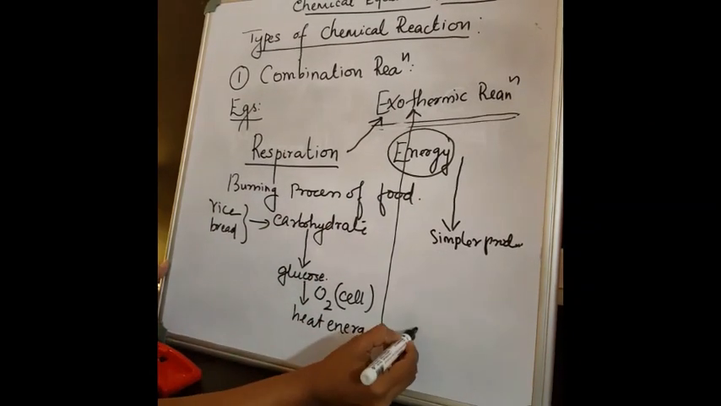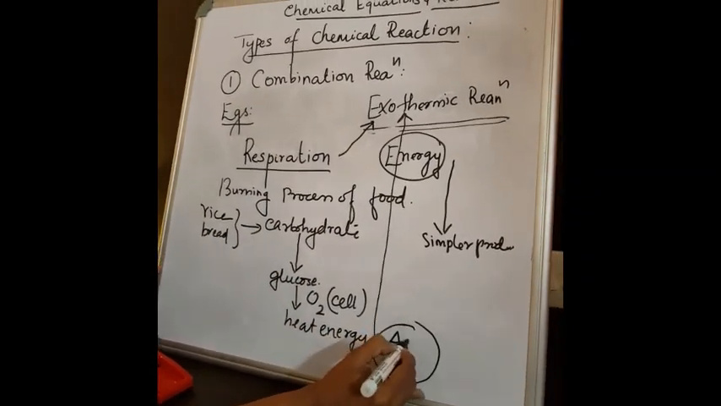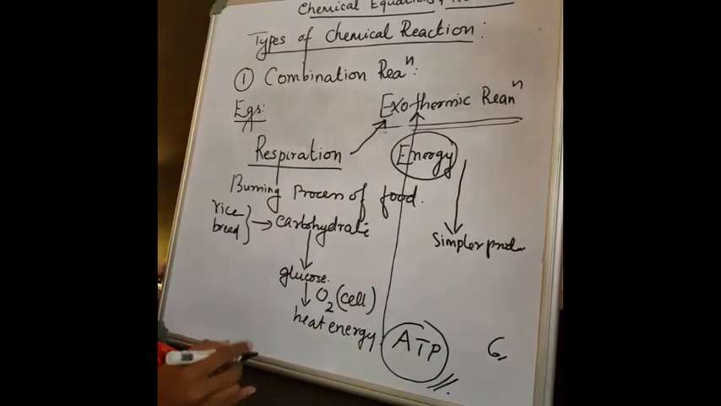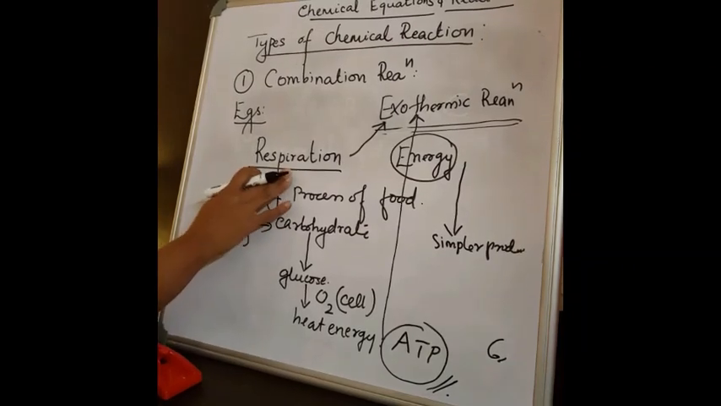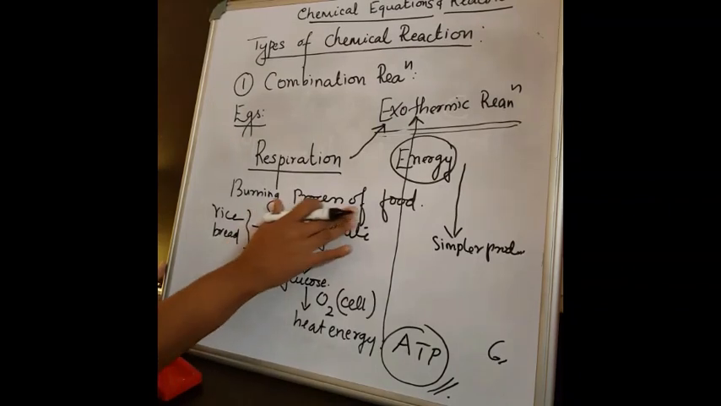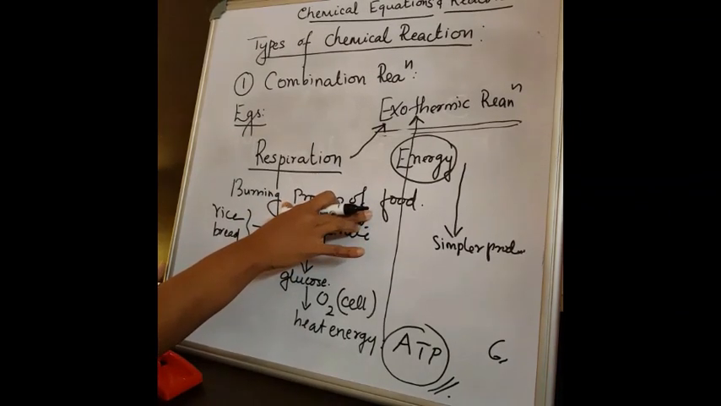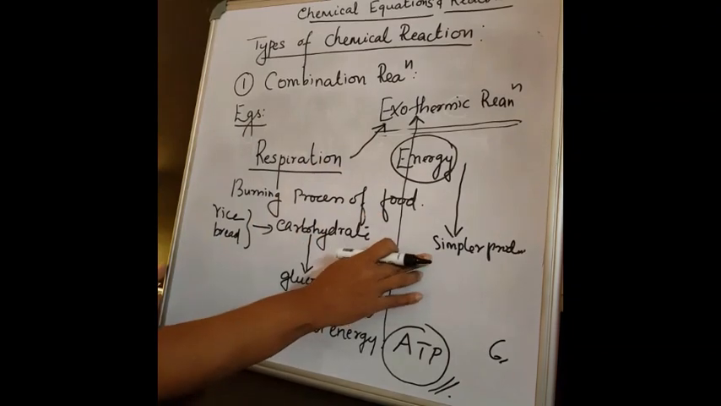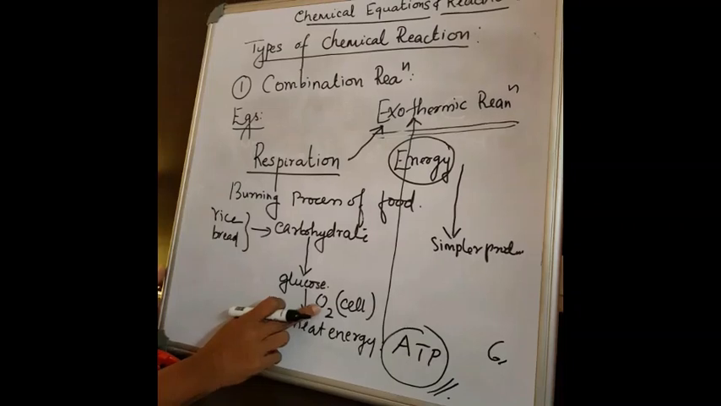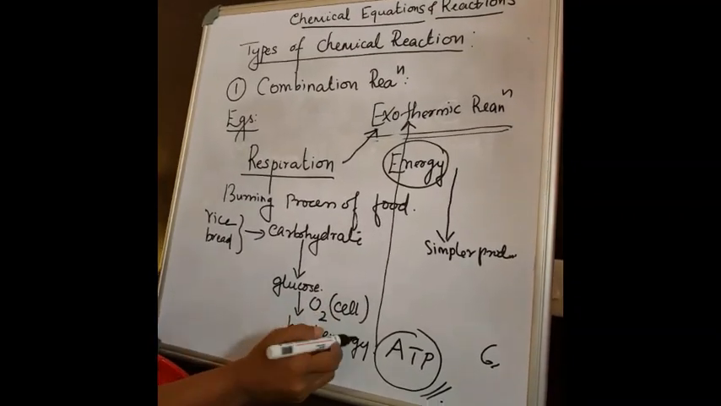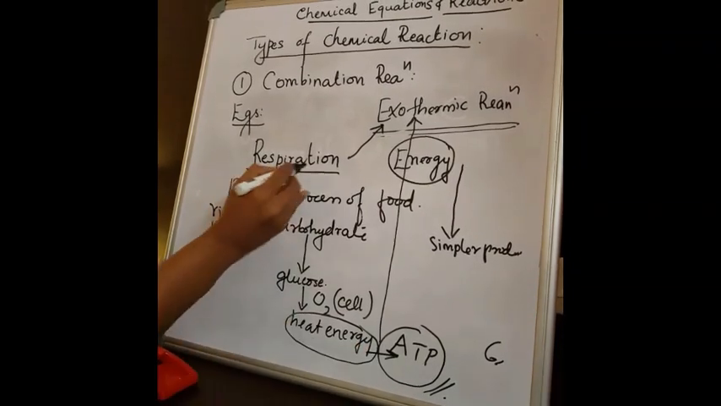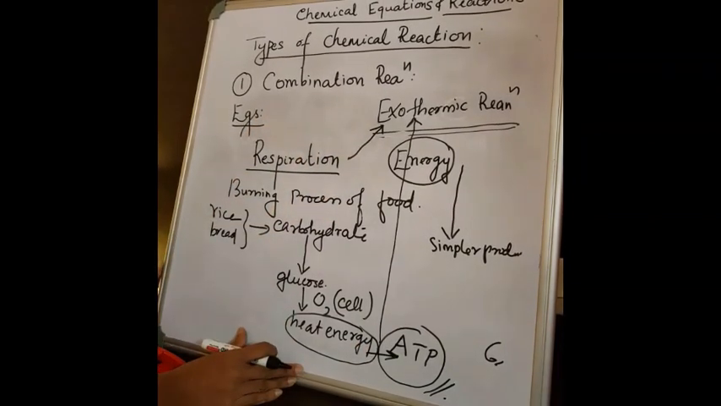And this heat energy is stored in the form of ATP that you will study in biology in chapter 6, I think. Okay. So once more I will say respiration means nothing but the burning process of food. Now how can you say it is a burning process of food? The food is broken down into simpler products like glucose. Then the glucose will react with oxygen in the cell, liberating a large amount of heat energy which is stored as ATP. So that is why respiration is called an exothermic reaction.